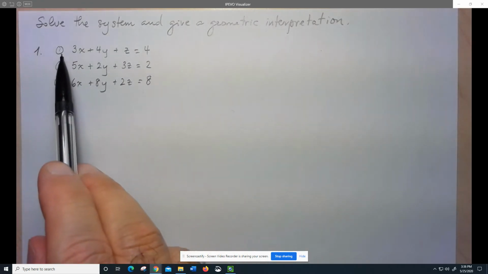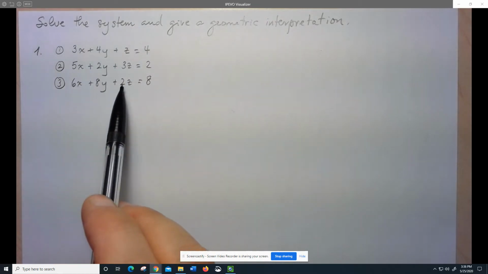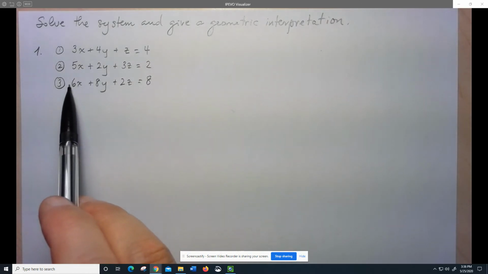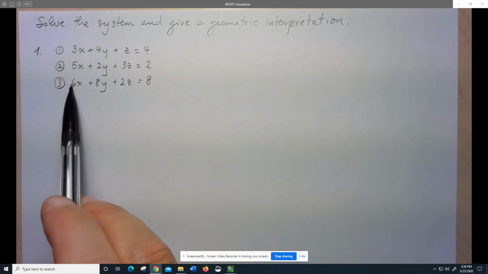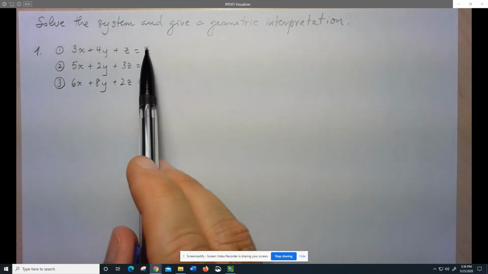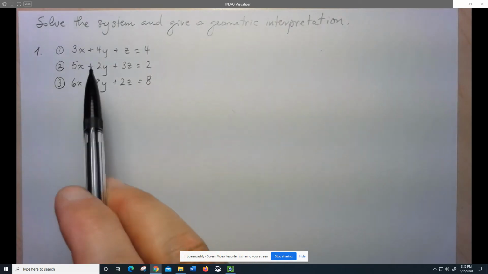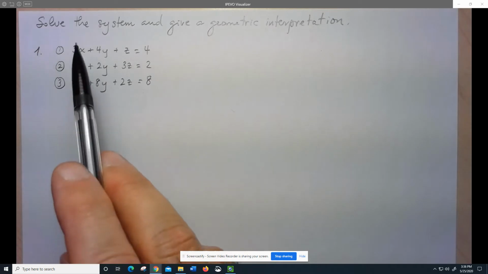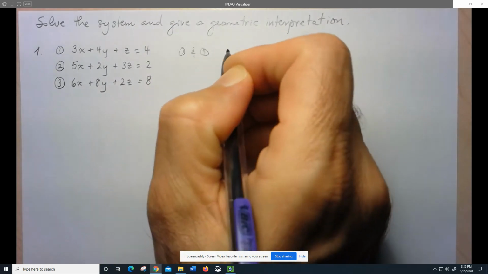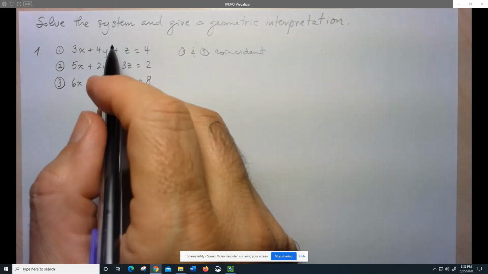And here what I notice is that equation 1 and equation 3, well, 3x + 4y + z = 4 and 6x + 8y + 2z = 8, they're parallel planes. So we see that the normal vector in plane 3 is 2 times the normal vector in plane 1. But not just that, the d values also differ by a factor of 2. So that means plane 3 and 1 are coincident. Okay, 1 and 3 are coincident. So essentially that means that these two represent the same plane.